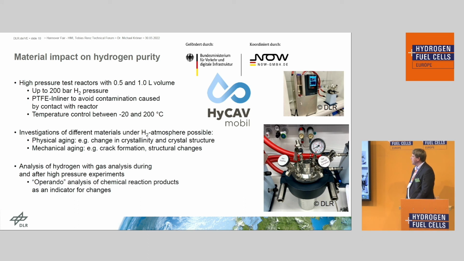check for the materials if they introduce impurities under these conditions into the hydrogen. But we can also, of course, look at mechanical aging under this hydrogen atmosphere. And with this system, this can be directly connected to our gas analysis system. That means during these experiments, we can take hydrogen samples at all times and directly see whenever a reaction would occur.